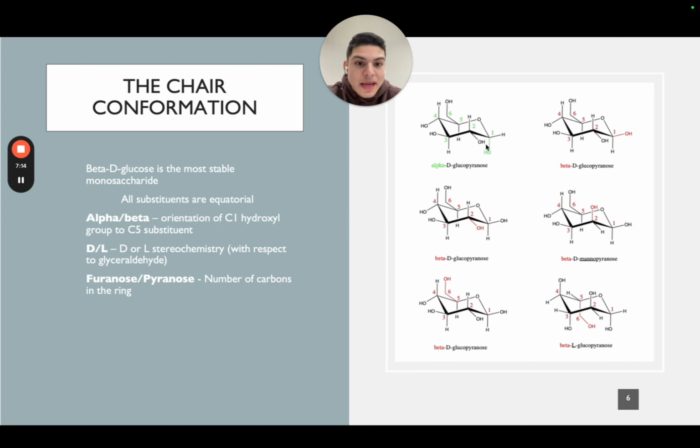And as I said about alpha and beta, right here you can see the OH on carbon number 1, and relative to carbon number 6, they're in opposite orientations, right? This one is down, this one is up.